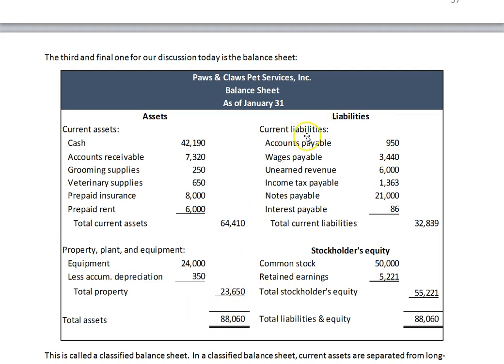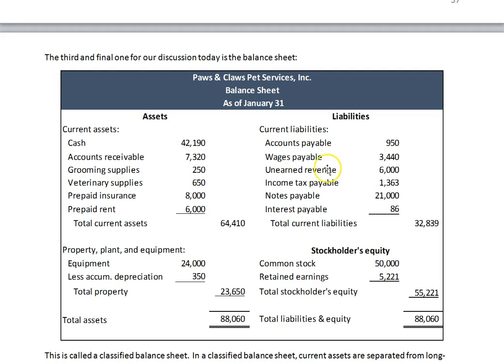Same relationship here with current liabilities. Current liabilities are liabilities that are due within 1 year. So you notice they have a lot. Almost all these end in payable. You see the word payable on almost all these. The only one that you've got to remember is a liability and not a revenue is unearned revenue. It's a liability, it's not a revenue.